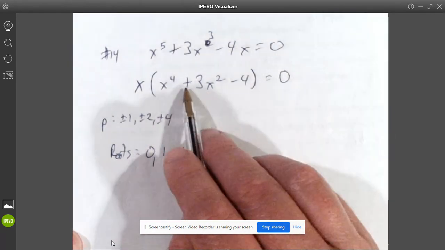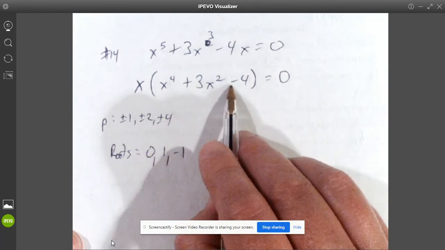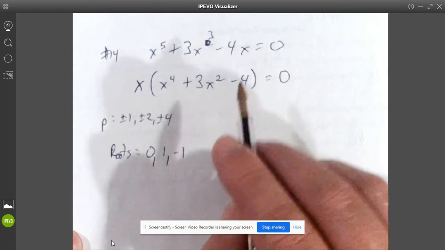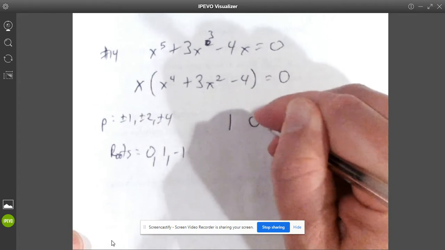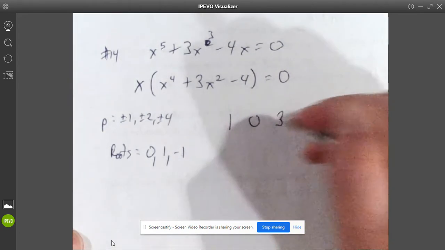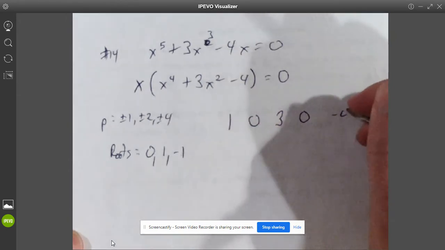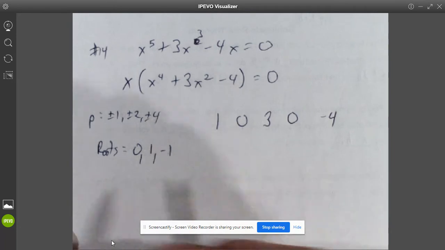Now, here's what I'm noticing. They skipped x to the 3rd, and they skipped x to the 1st. So when I'm doing synthetic division, I'm going to have to fill in some zeros. So here we go. 1 for x to the 4th, and then 0 for x cubed, 3 for my x squared, and then 0 for my x, and then -4. You have to make sure you fill in those zeros as placeholders.